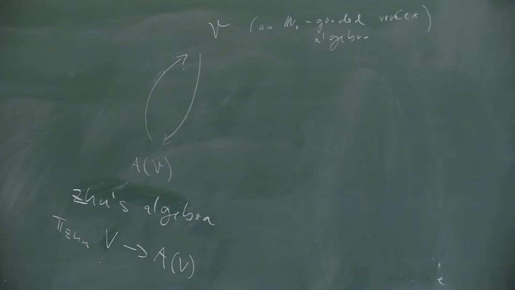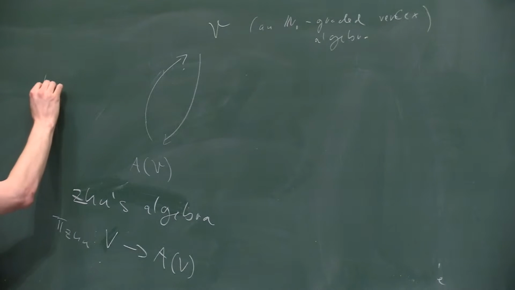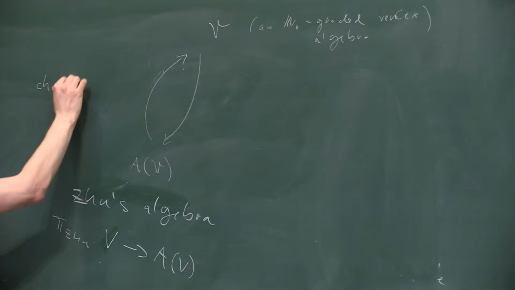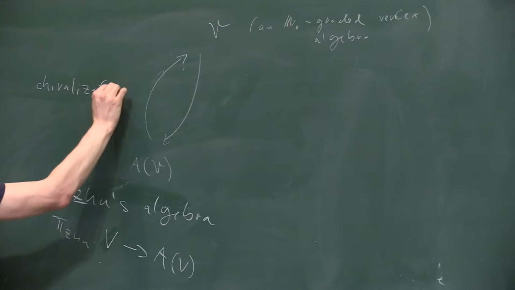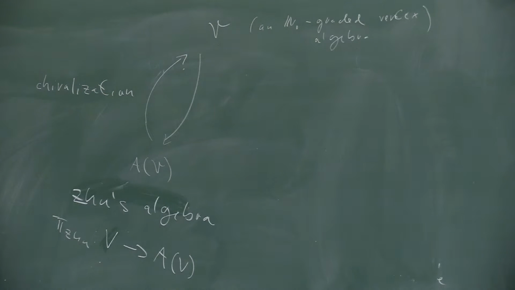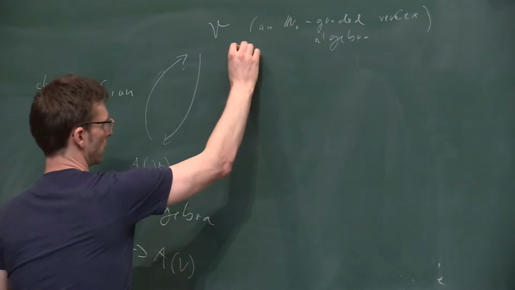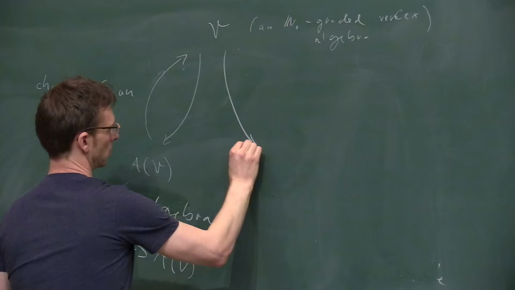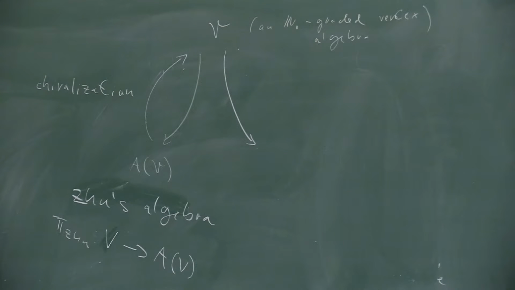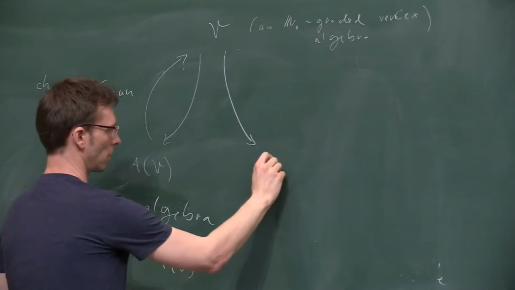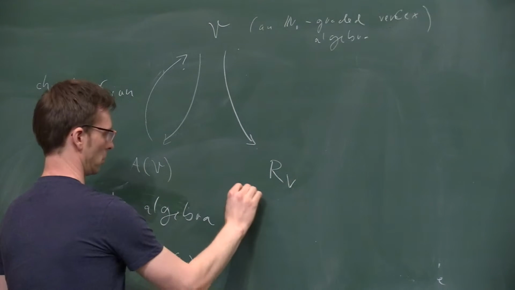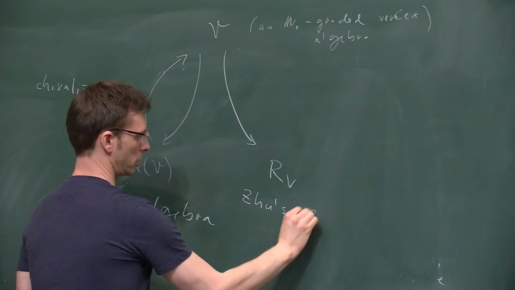So the question is whether there is a way to assign to an associative algebra some vertex algebra. This is called chiralization. As usual, it's quite hard to assign a vertex algebra to an associative algebra, and it's not unique. The other invariant of a vertex algebra is another algebra, which is called the C2 algebra.